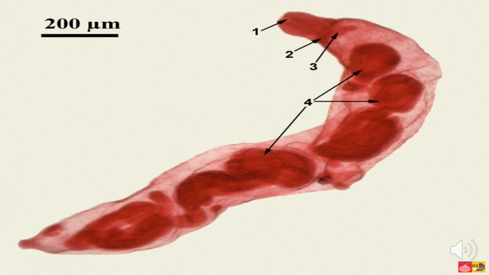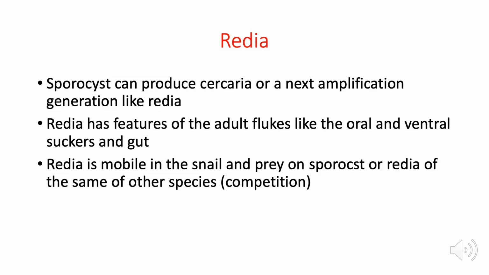This is a picture of a redia. One is the oral sucker, while 2 is the pharynx, number 3 is the short intestine, and number 4 is pointing to developing cercaria. The sporocyst can produce cercaria, but it can also give rise to redia. I know it's confusing, but for now, it's enough that you know that the sporocyst can produce the redia. As for the sporocyst producing the cercaria, I will explain that later on.